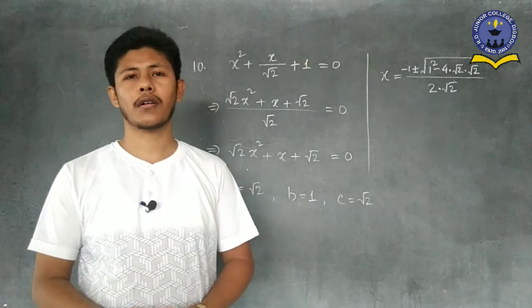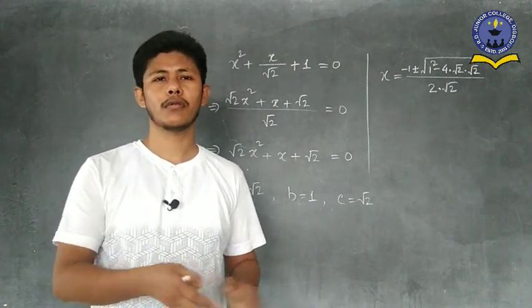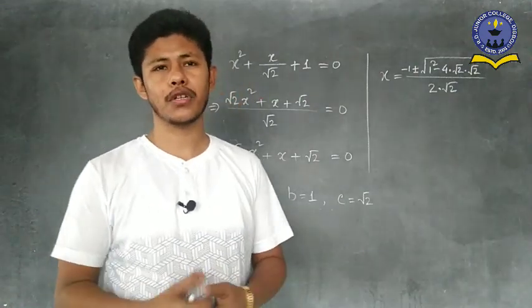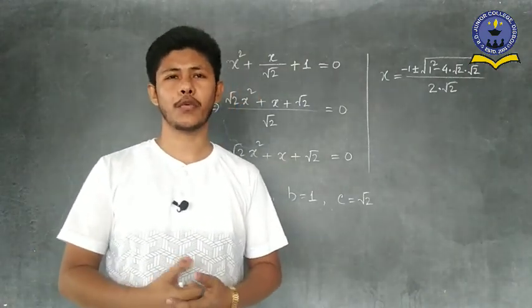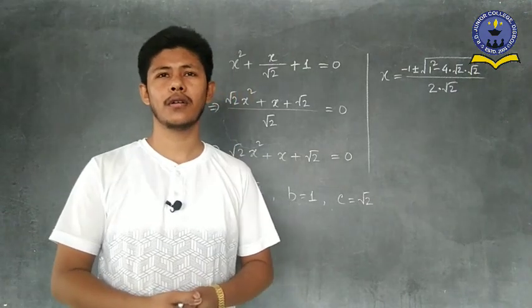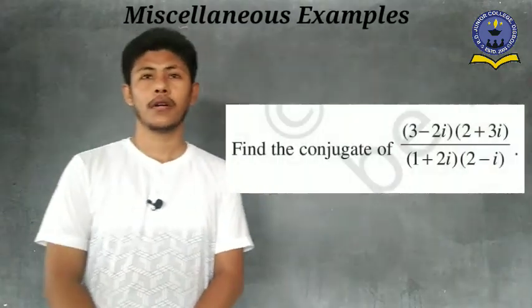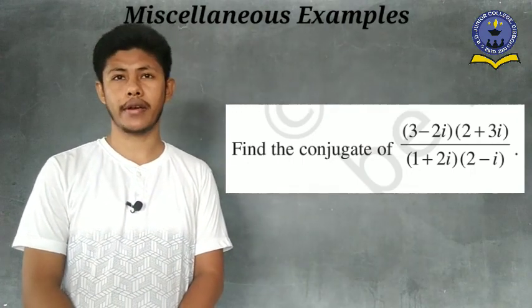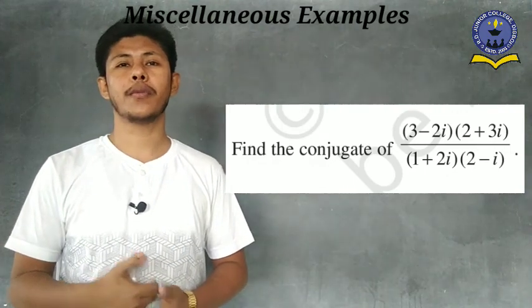So after completing this exercise 5.3, now today we have to solve some example questions. These example questions are very important from the examination point of view, so you have to practice this type of questions. Is it clear? So let's take the first example here. The question is given: find the conjugate of, in the numerator, 3 minus 2i into 2 plus 3i, divided by 1 plus 2i into 2 minus i.